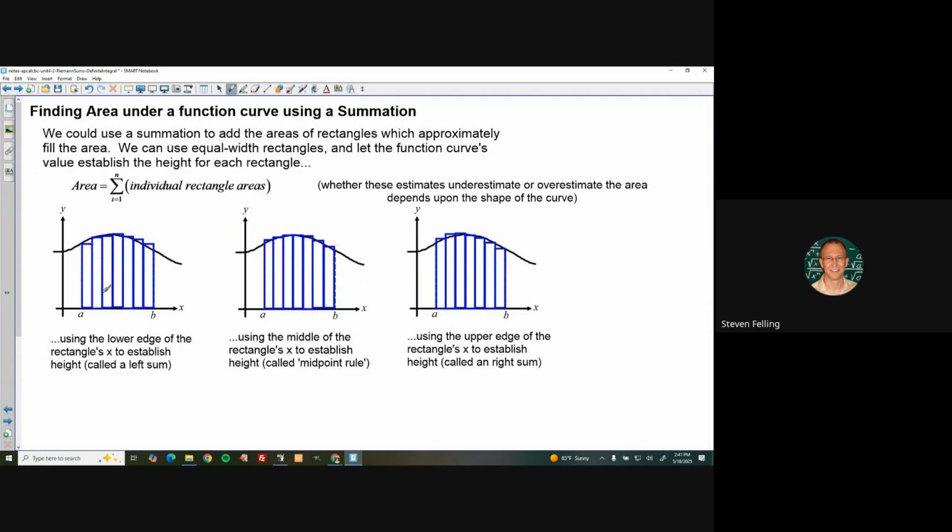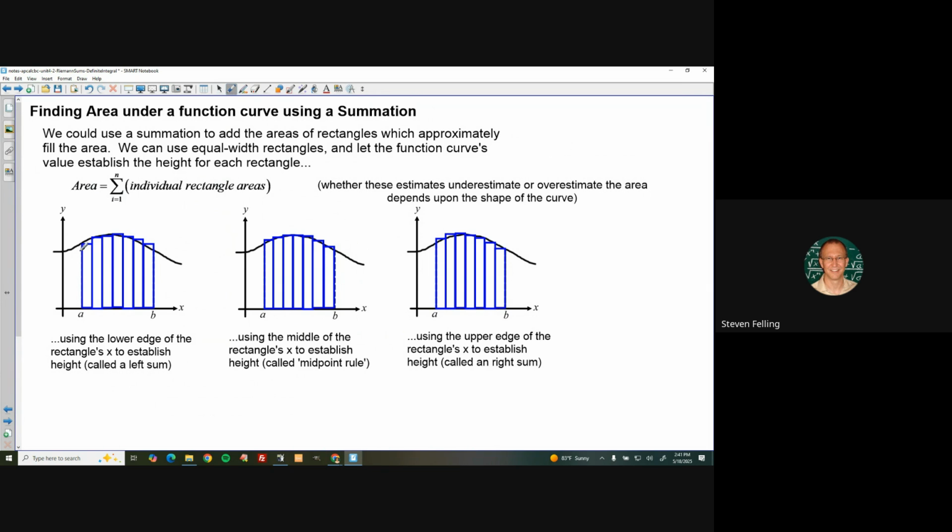The area of a rectangle is just the height times the width. And we can sum those things up. So if I did attempt to approximately fill that area up with rectangles, then the area would just be the sum from rectangle 1 to rectangle n, if I had n rectangles, of those individual rectangle areas. And how close that is to the real area depends upon the geometry of the situation.